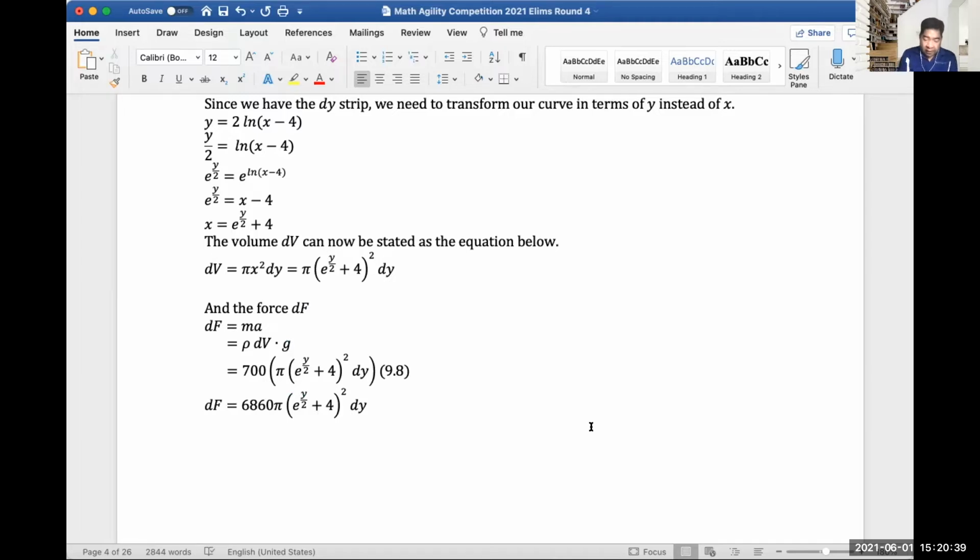So given the 700 as the density and our dv, which is the whole thing here, the middle part of the equation, times 9.8. If we simplify this, df equals 6860 pi quantity y over 2 plus 4 squared dy, right? So now we form our df. So the next step would be what? Let's move to the next page.